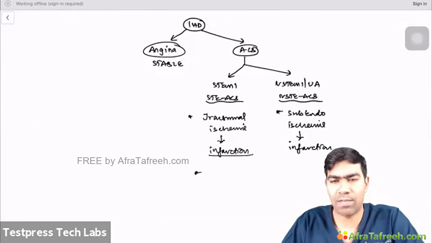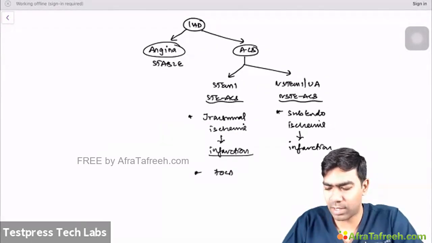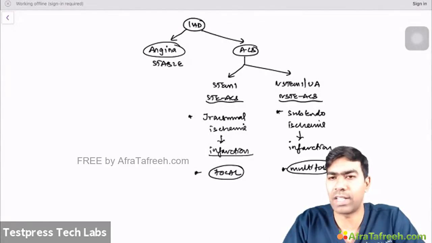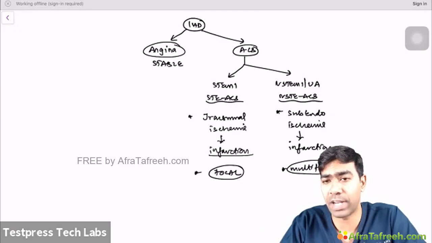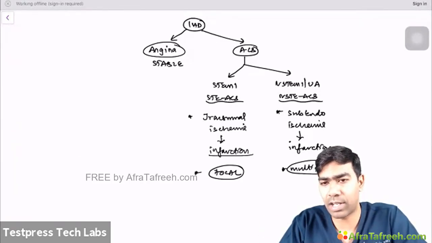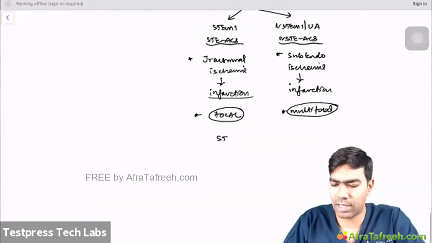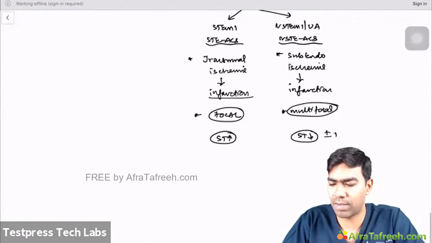Most of the time, you have to understand that ST-ACS is supposed to be mostly focal because of single vessel involvement, whereas NST-ACS is supposed to be multifocal because they usually produce something called phasic distal embolization, where distal parts of many vessels can be affected and blocked, and that's why it is a multifocal disease. So that is also one reason why these are going to show ST elevations and these are going to show ST depressions or probably T-wave inversions.